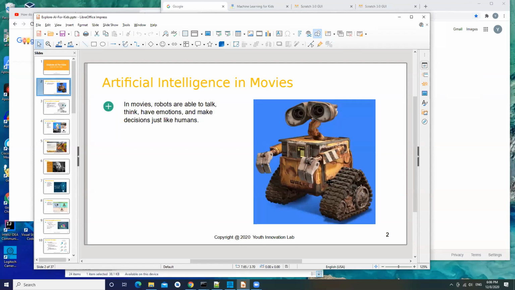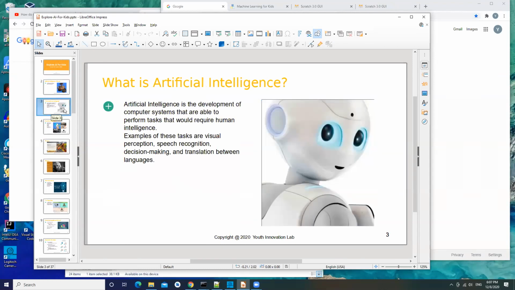This is a very cute robot from a movie. I'm not quite sure which movie this is, but I remember it's from some kind of old movie. In the movie, the robots can talk and think, and sometimes they have emotions and can make decisions, right? It's really very cool, but how they get the intelligence is really a question. So this brings up the concept of what artificial intelligence really is.